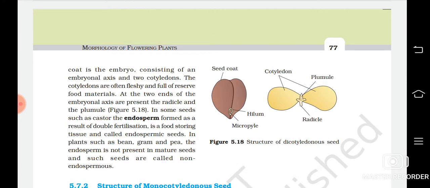Seed coat will be there. Okay, and inside that the embryo will be there. What are the parts of embryo? Embryonal axis and cotyledons. Embryonal axis consists of what? Plumule and radicle. Okay, plumule will give rise to the shoot system, and radicle will give rise to the root system. Is it very clear to everyone?